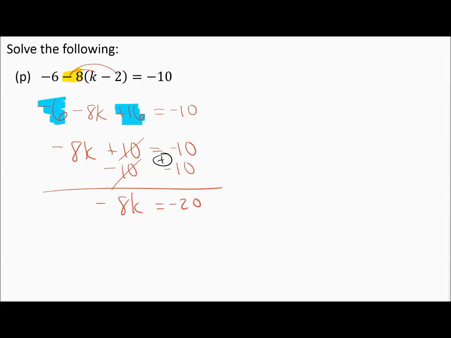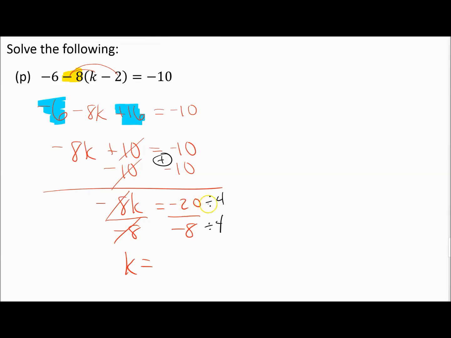The last step is to divide by the coefficient of the variable, which is negative 8 in this case. So I have 8k equals, now these two negatives cancel, don't they? Negative divided by negative is a positive. And 20 over 8 reduces as well. 4 divides into both the numerator and denominator. So divide each of these by 4.